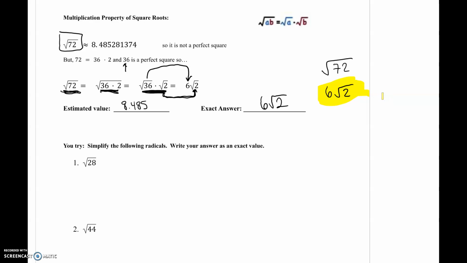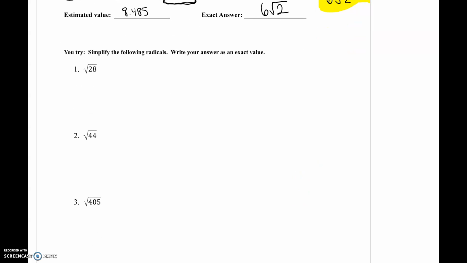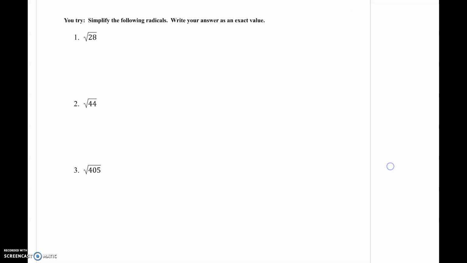So how do we do this? You are looking to divide out the biggest perfect square that you can out of all these numbers. If you have that third sheet of paper, that sheet of paper that I cut into thirds that we made that table on yesterday, that is going to be super helpful.